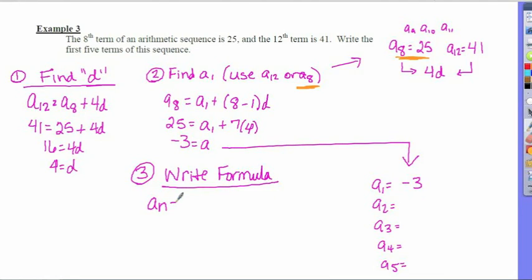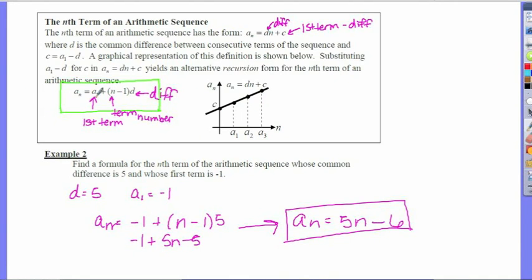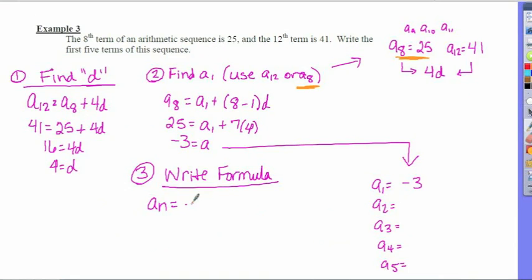So AN equals, let's go back over here and look at your formula. A1, which is negative 3, plus n minus 1 times d. Distribute backwards, so it's negative 3 plus 4n minus 4. So an equals 4n minus 7.